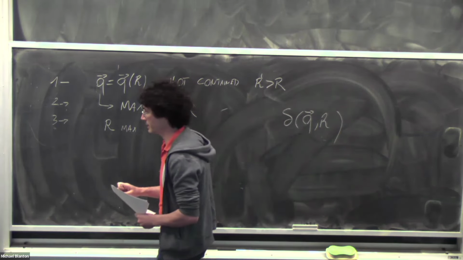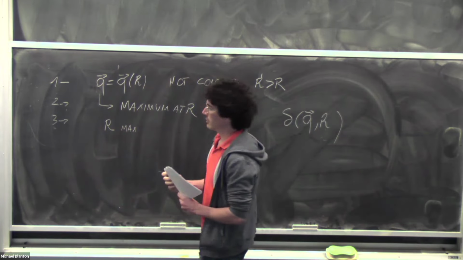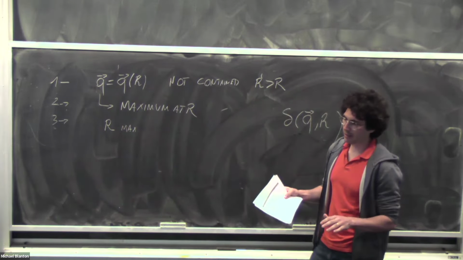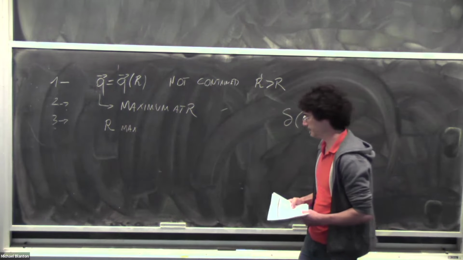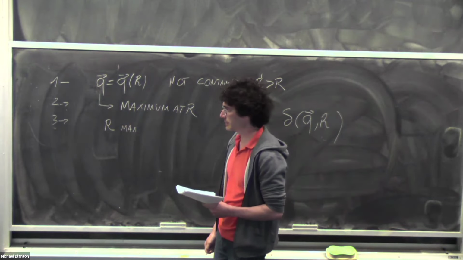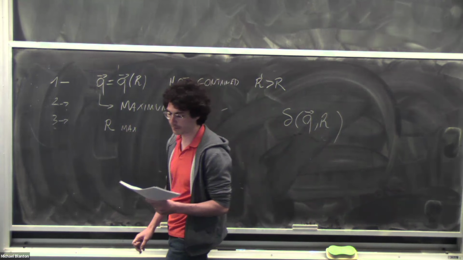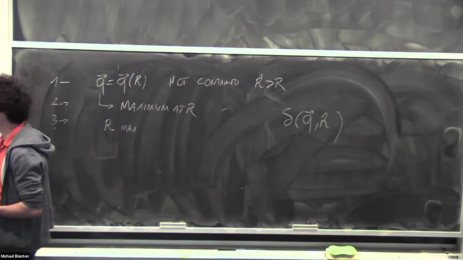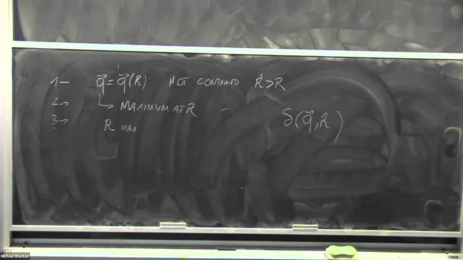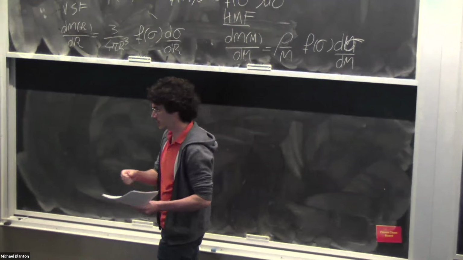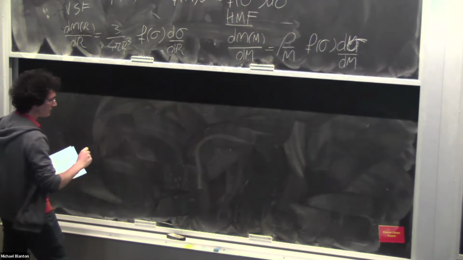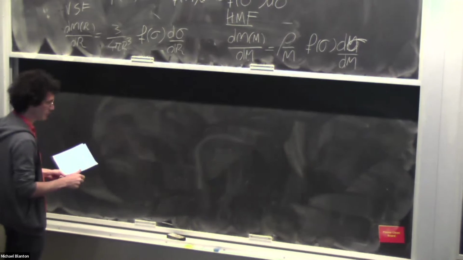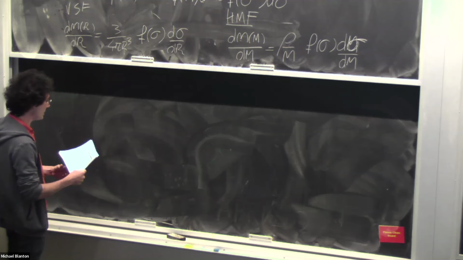Actually, this is pretty difficult, or better, it is almost impossible if you want to do it by brute force. So our idea was to find an effective way to do the computation, focusing on the multiplicity function, but also other statistics, such as the halo-matter cross-correlation function, and it worked pretty well.